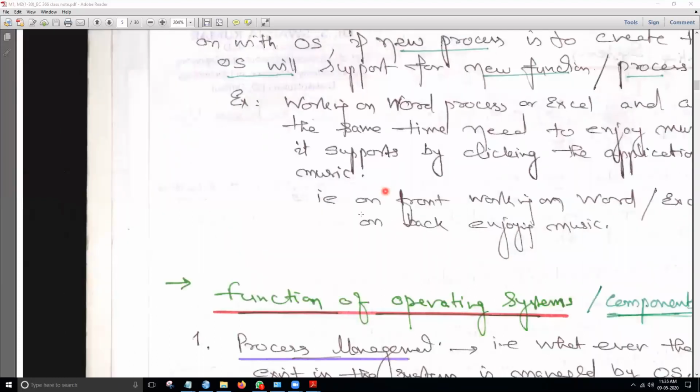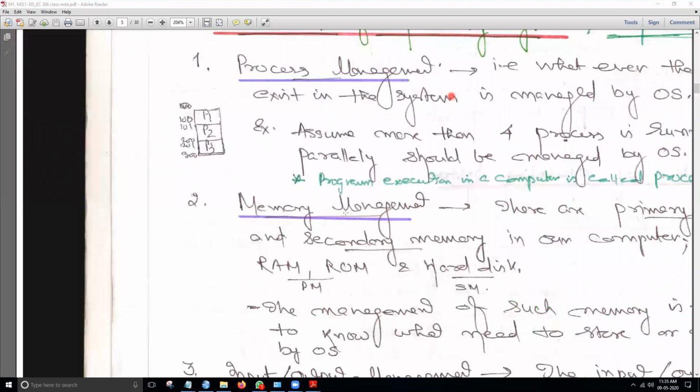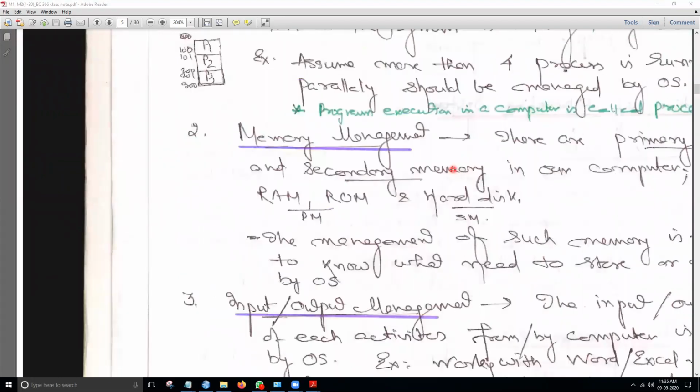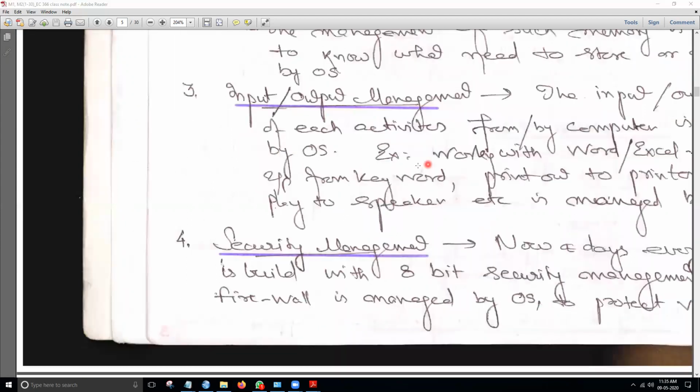Now, what are the functions? I have told you: process management, managing the processes; memory management, managing all the memory distribution, secondary memory, primary memory, when a particular page has to be transferred, how the page has to be transferred, all these things. Input output management: whenever you give the input, how it has to be handled.